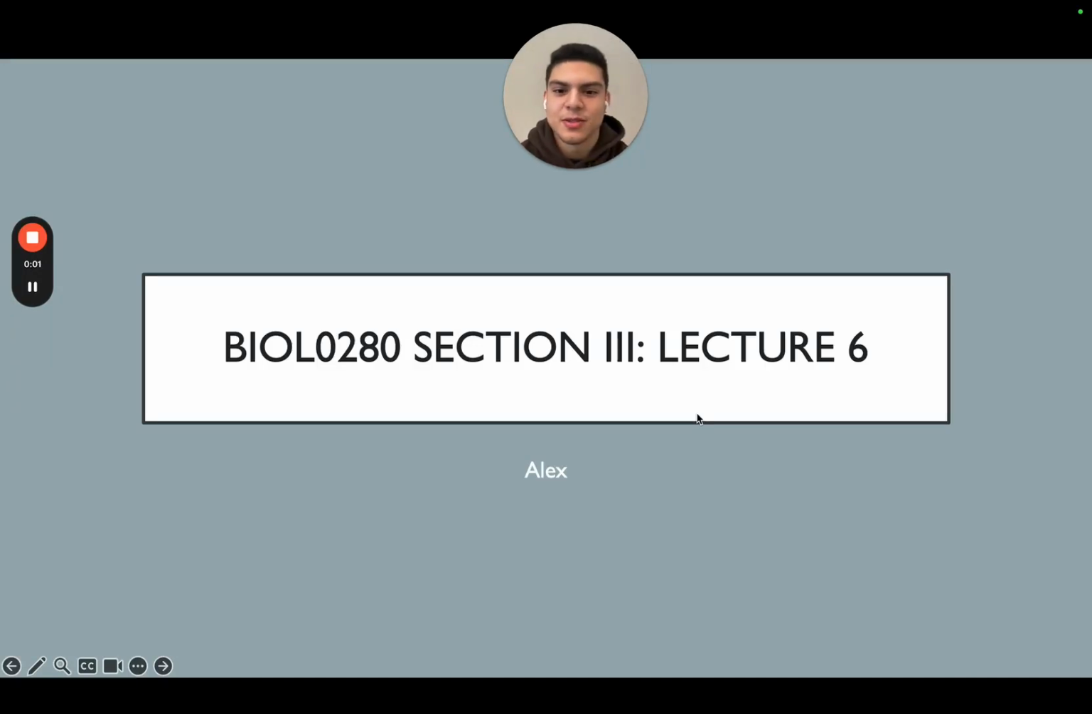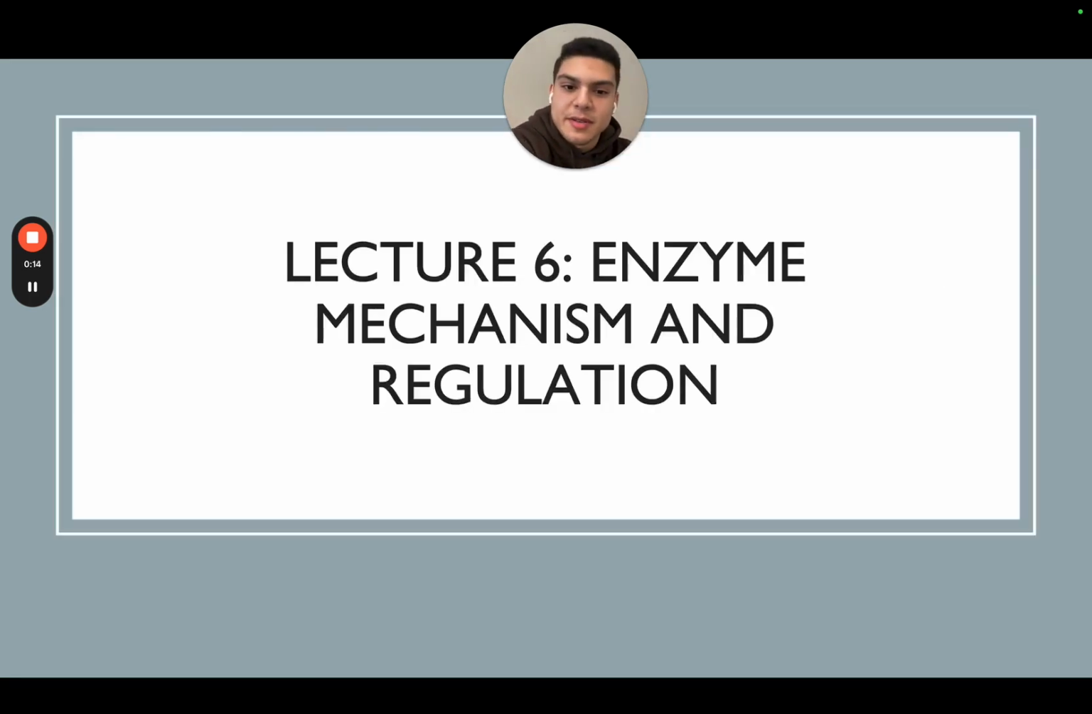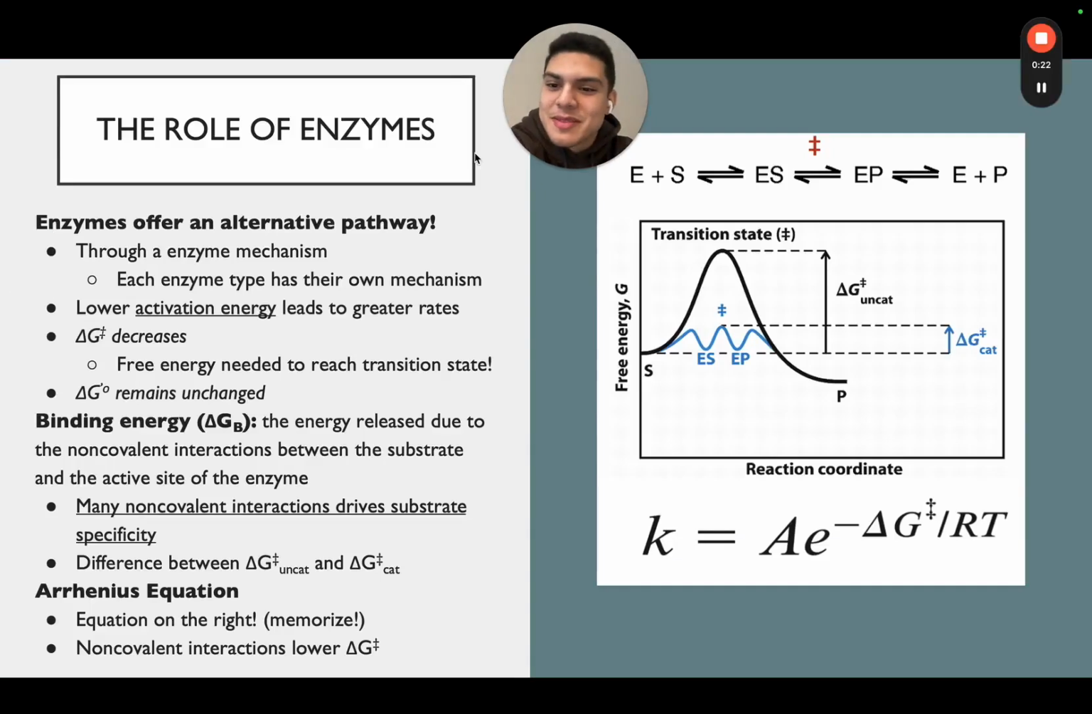All right, so today we're going to be going over section 3, so final lecture, lecture 6. As you guys know, in lecture you went over chymotrypsin, a couple other enzymes, and these are proteases that cleave peptide bonds. So moving into it, before we get into the chymotrypsin mechanism, we have to understand the role of the enzymes, how they work.